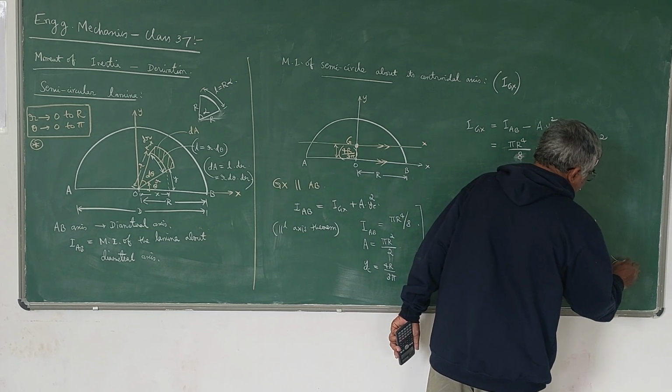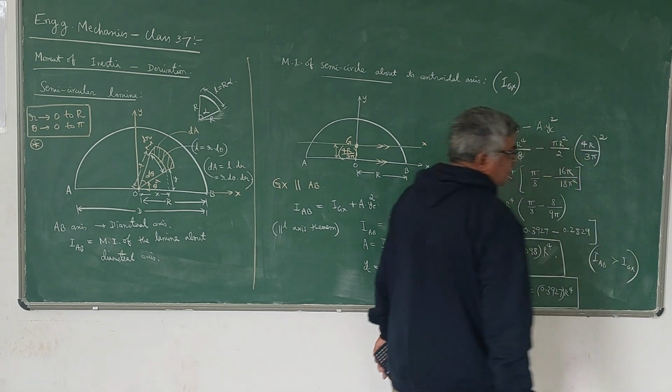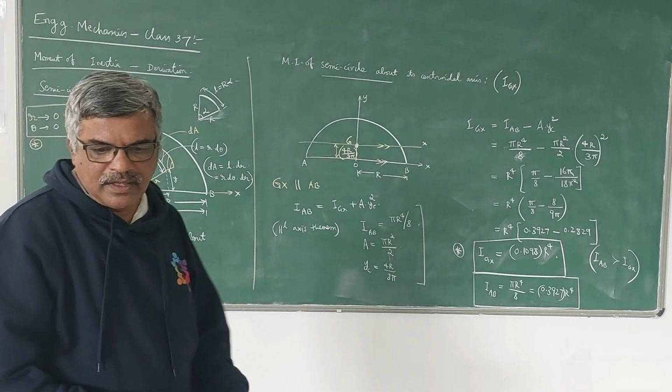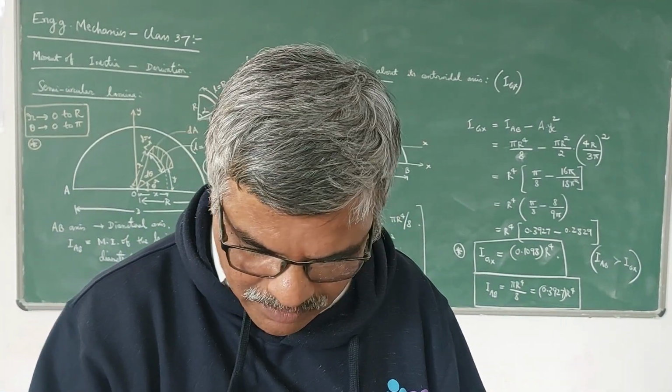So that's why the diameter axis is found out first. Then we have to find out with respect to the centroidal axis. So this is the definition. This is the derivation for a semicircle.